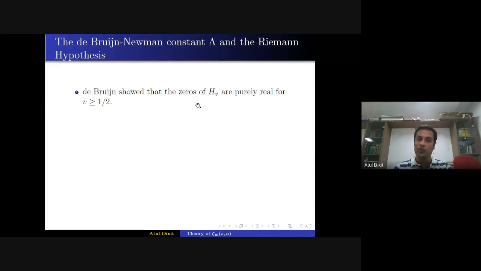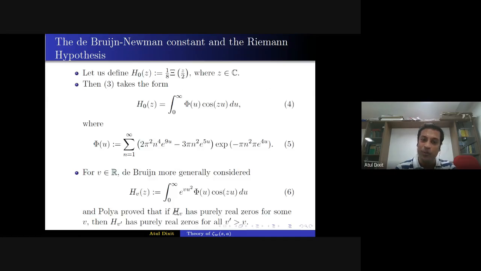What De Bruijn showed was that the zeros of h sub v are purely real for v greater than or equal to 1/2. Note that if this was true for v greater than or equal to 0, then we could put v as 0 here, and so we would get this. And what is this saying? If h sub 0 had all zeros real for real value of z, then that actually proves the Riemann hypothesis.